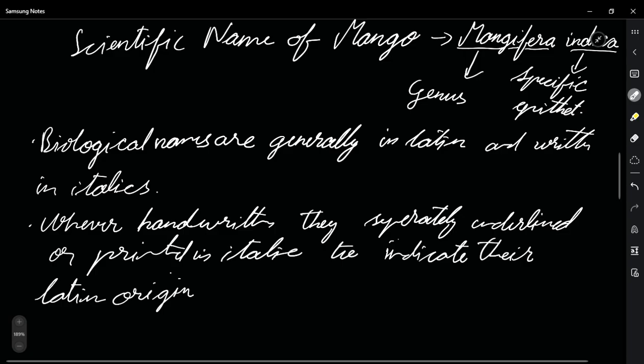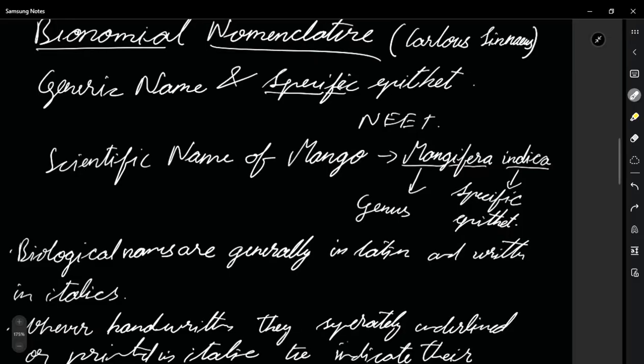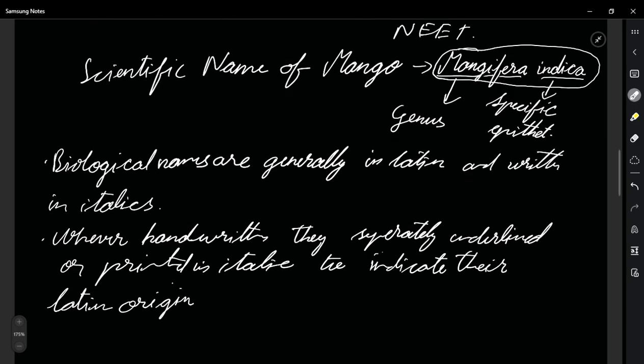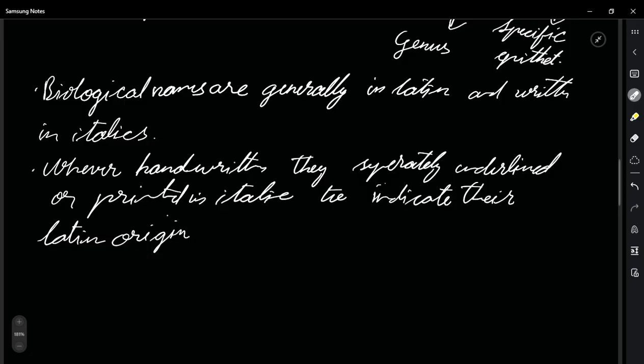The first word in a biological name represents the genus, while the second represents the specific epithet, as I have mentioned here. The first one is genus, the second one is specific epithet. Okay, Latin origin is done. Now one more thing to note is that the genus should start with a capital letter.